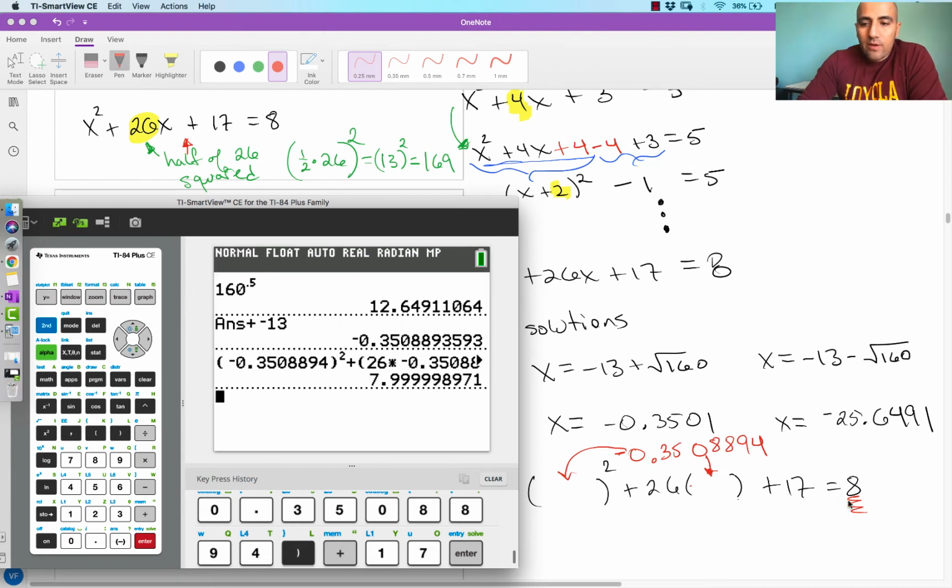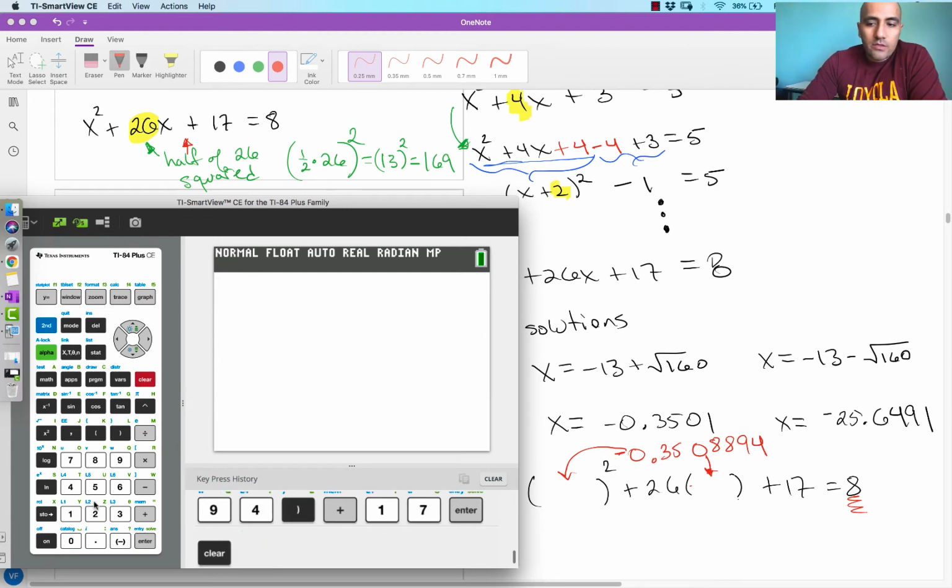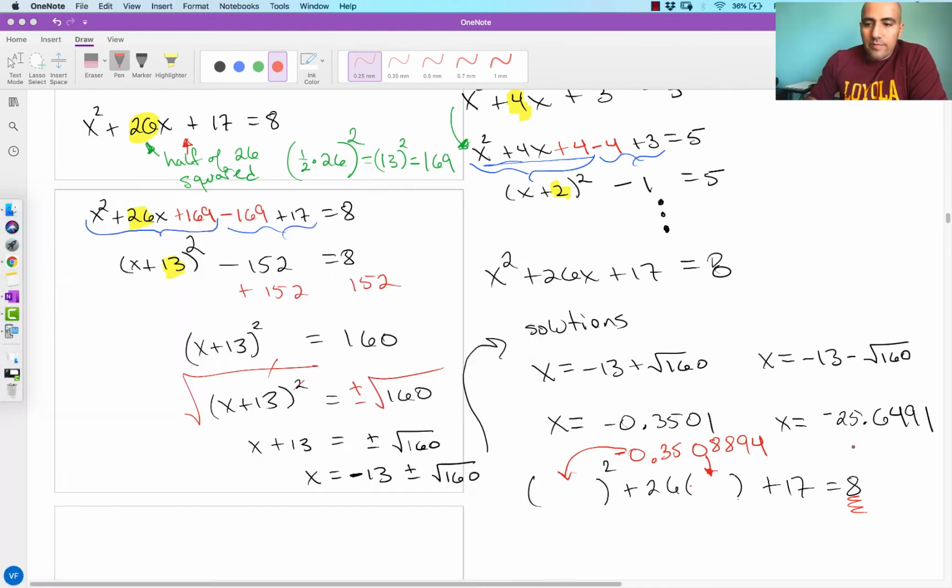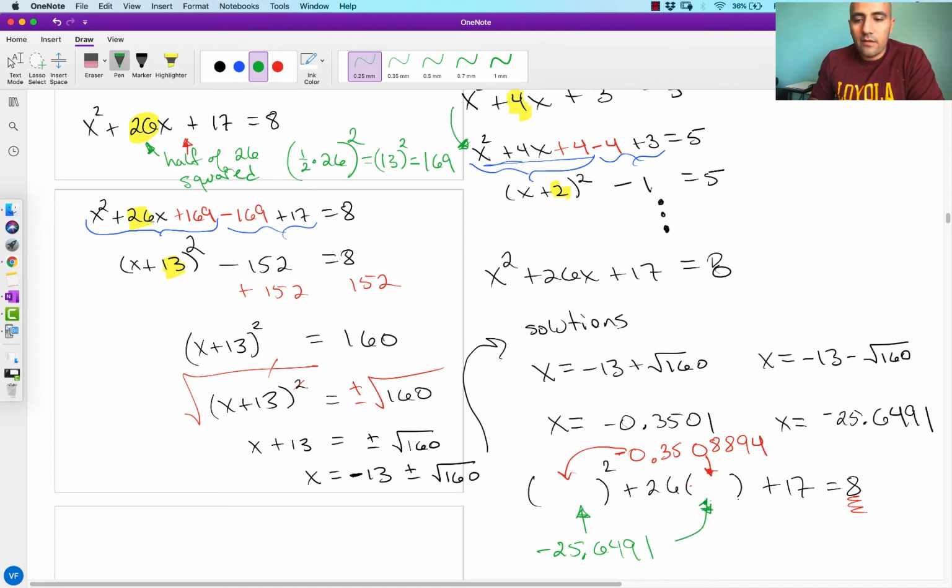Okay, but we got that right answer, and then we can also check the other one. Let's see how the rounding affected that one. Let's try that one. So we could plug in negative, coming back over here, so let's plug in the other possible solution, negative 25.6491. Again, we're going to put it right in there, and see if we have the right answer.